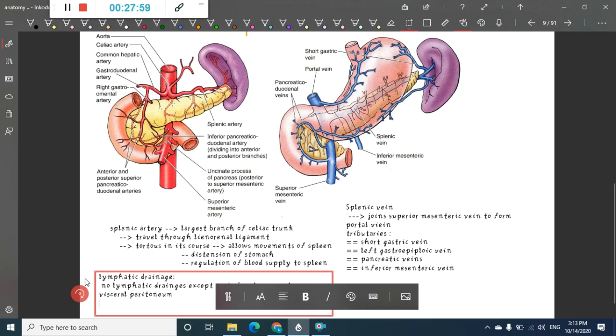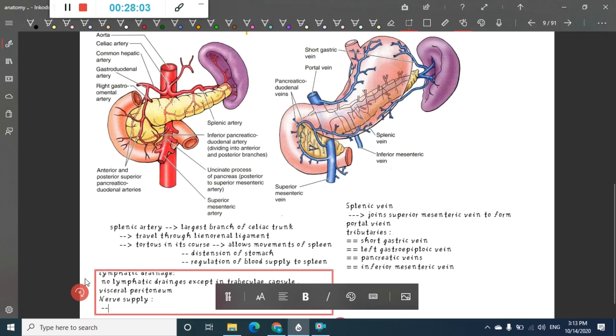Then the last point, what about the nerve supply of spleen? Nerve supply is by the celiac plexus, that is, the sympathetic nerve supply is by celiac plexus. So these are the important points about spleen.